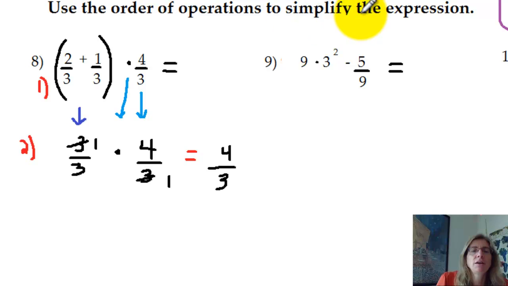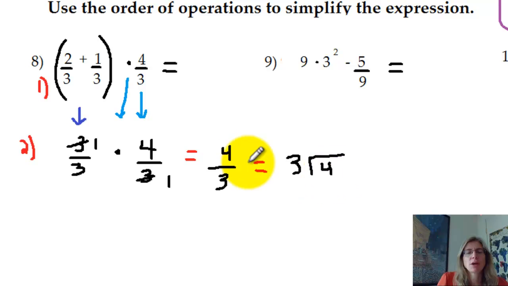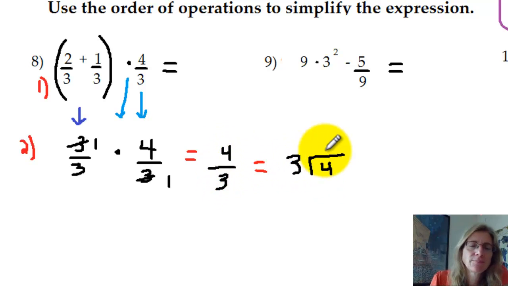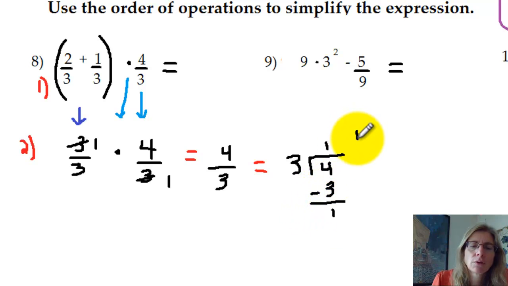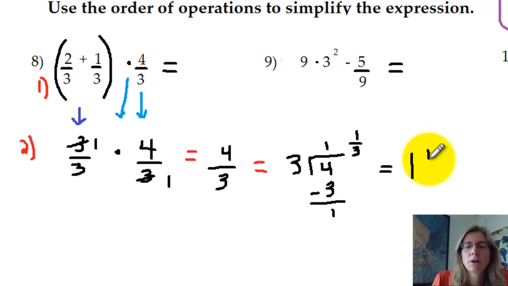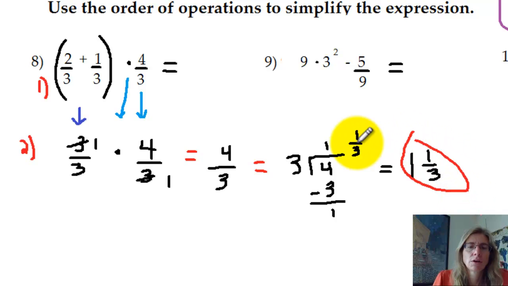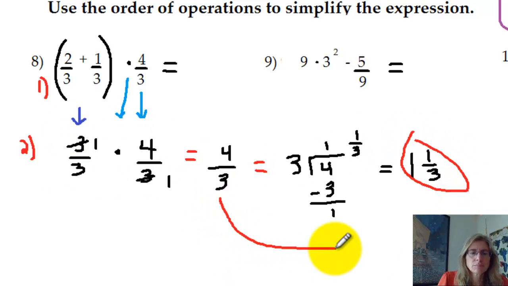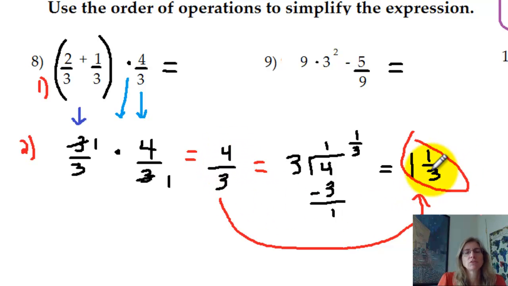Now it says simplify the expression in the directions. I would take that to mean don't leave it as an improper fraction, make it a mixed fraction. So always, to be safe, break something down as much as you can. So 3 into 4, we have 1 and 1/3. So the answer comes out 4/3 is 1 and 1/3. And that's the answer to number 8. So we just change that improper fraction to that mixed fraction.